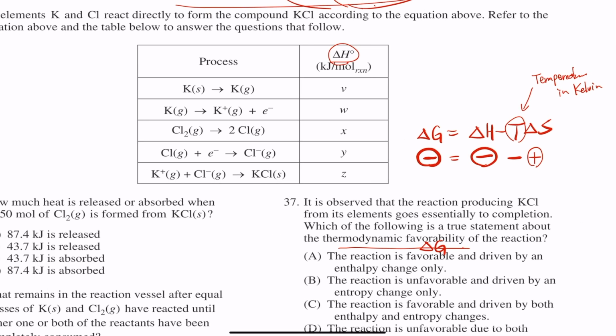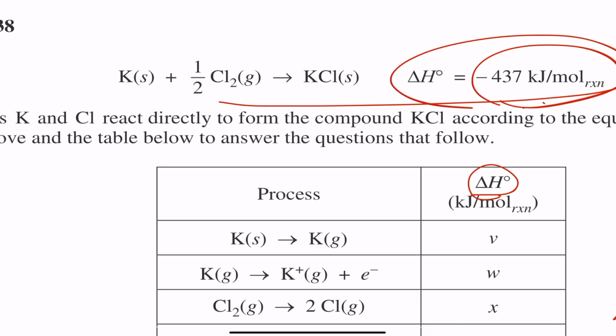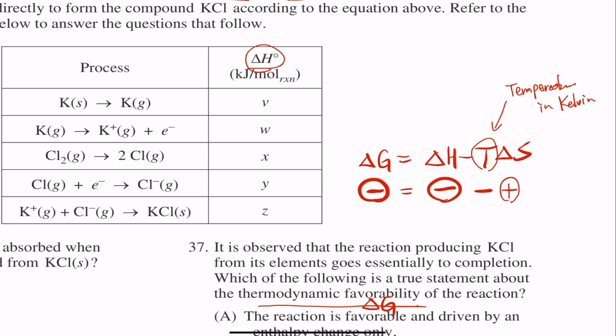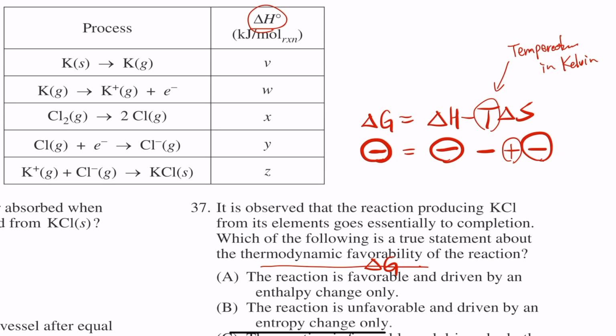Now, what's happening to the delta S, the entropy? Well, we have a solid and gas turning into a solid. That's a decrease in entropy. Remember, what is entropy? Disorderness, chaos, right? And now this thing is becoming more organized, less disorder, which is why the delta S sign is going to be negative. And check this out. The negative and negative will turn that into positive.